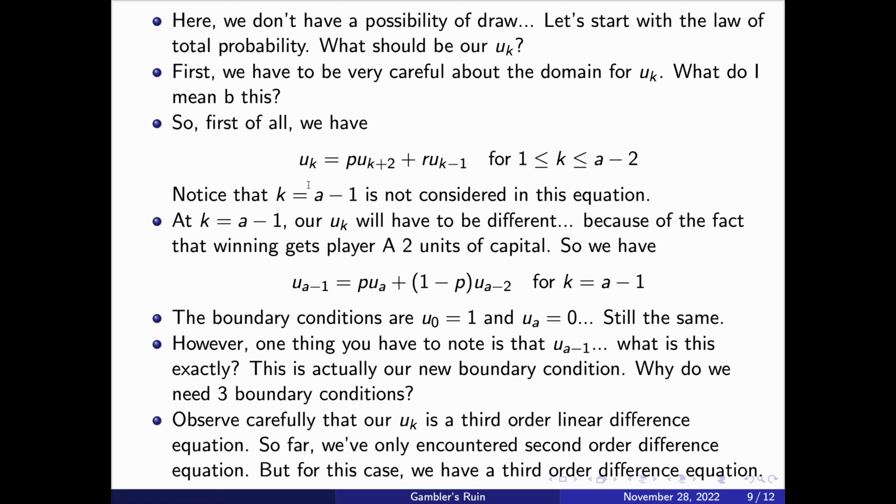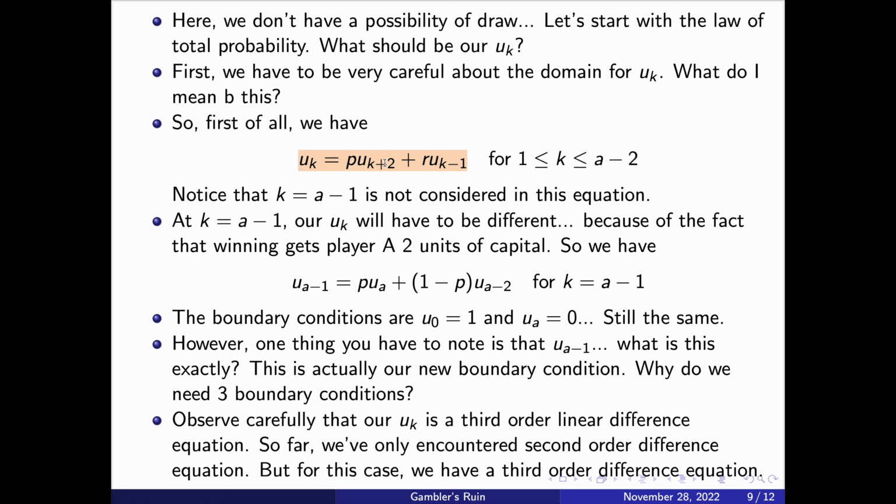And then k equals a minus 1 is not considered in this equation. Actually, that will be part of the boundary conditions. So in this problem we have 3 boundary conditions, not 2. So why do we need 3 boundary conditions? That's a good question. When you look at this equation, what do you notice?